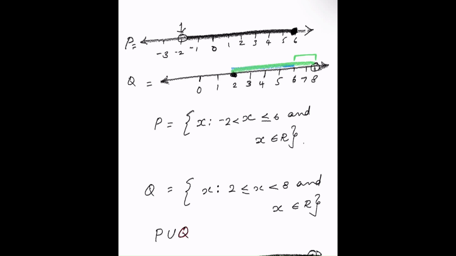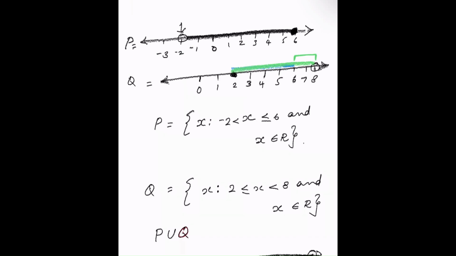Elements of Q, but not P. So 6 to only 8. 7 and 8, right? Ma'am, only 7 and 8, right? 6, 7, 8. The range is 6, 7, 8, but 6 is going to be a hollow circle.